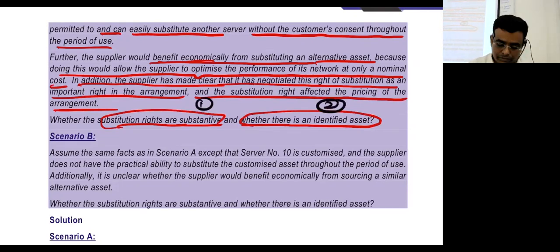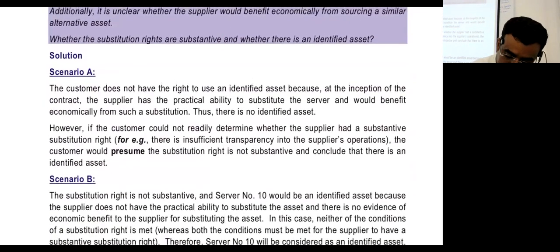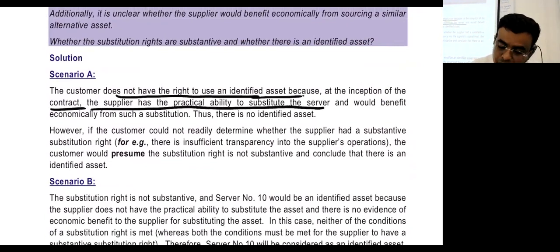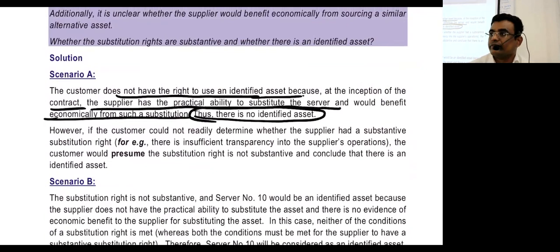Identified asset. Customer does not have the right to use the identified asset. Yes, the customer does not have rights, the supplier has. At inception of the contract the supplier has the practical ability to substitute the server and will benefit economically. Thus there is no identified asset. Can you identify your assets, show me your assets? No, you can't identify your assets.